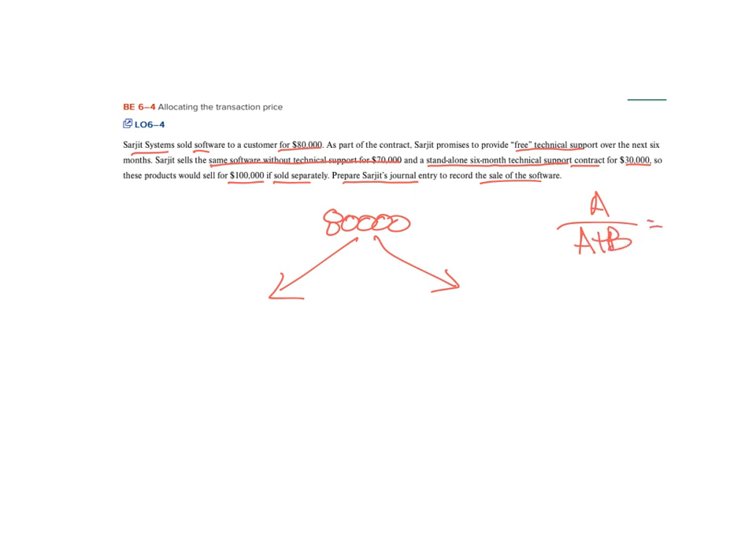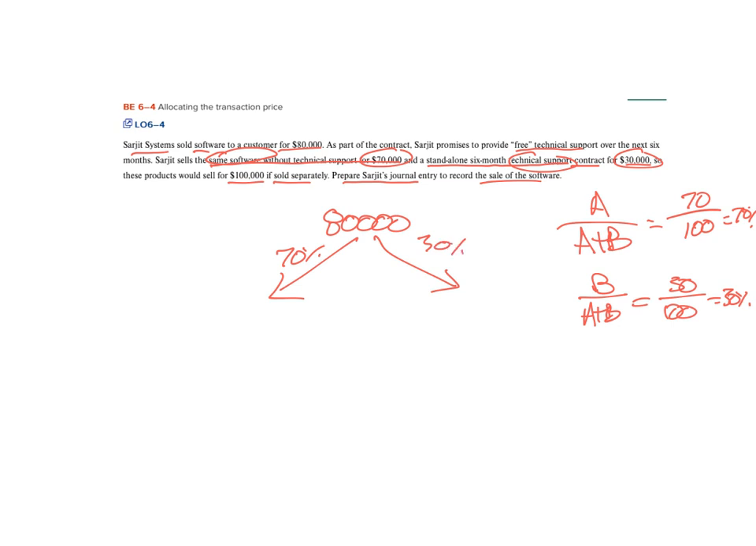So the individual prices, if we have software that's exactly the same without technical support, it's going to be $70,000, and the technical support without the software would be $30,000. So combined, those will be $100,000. To do product A, or the software, we would do $70,000 over $100,000, meaning we have 70% that we would allocate of the $80,000 to the software. And then the remainder, 30%, or you could do B over A plus B, would be allocated to the technical support.